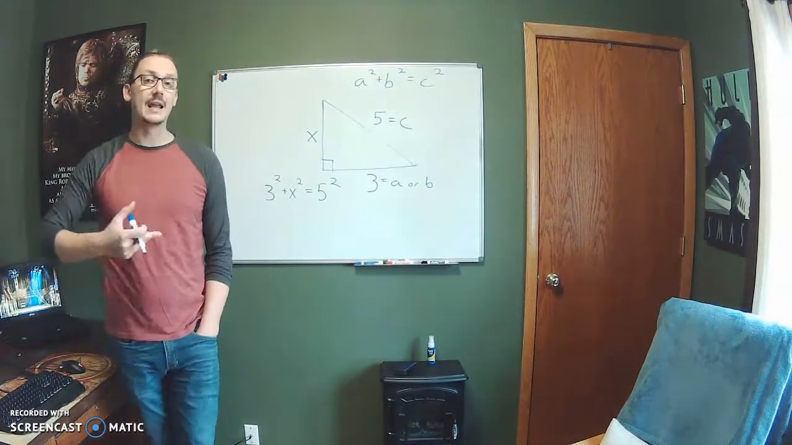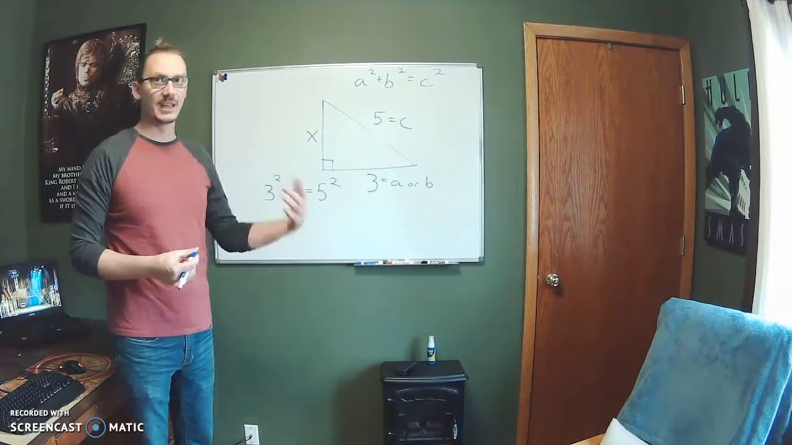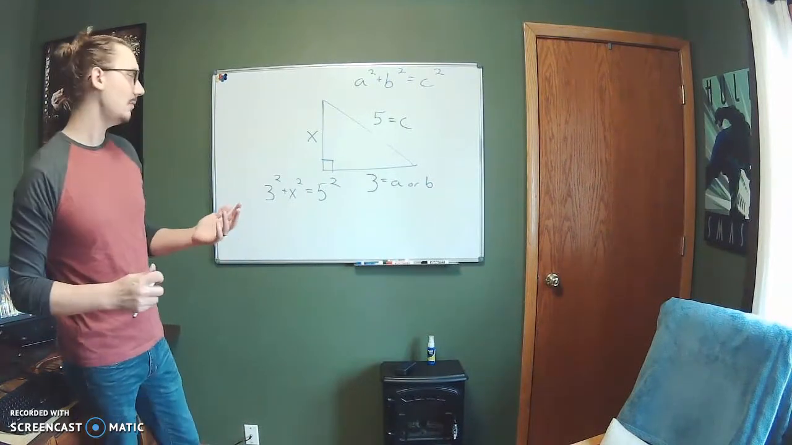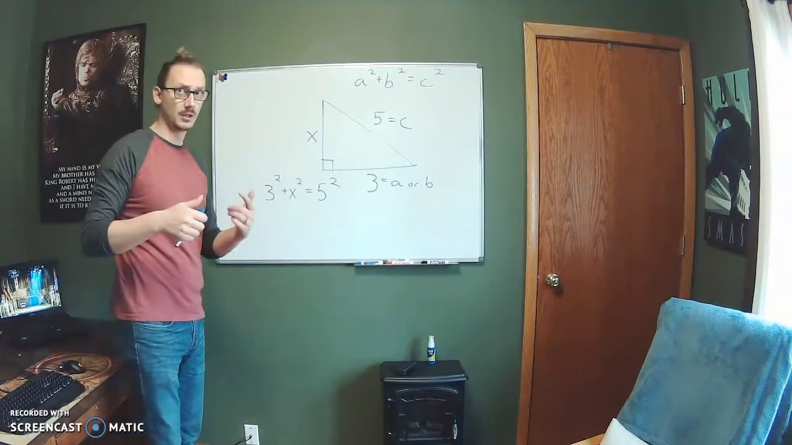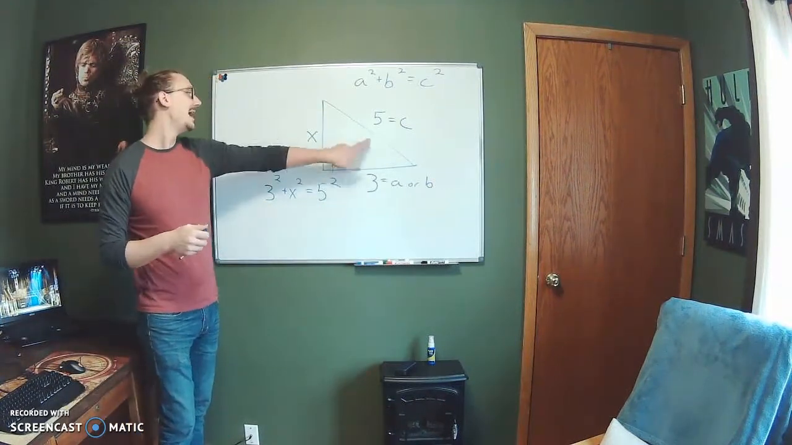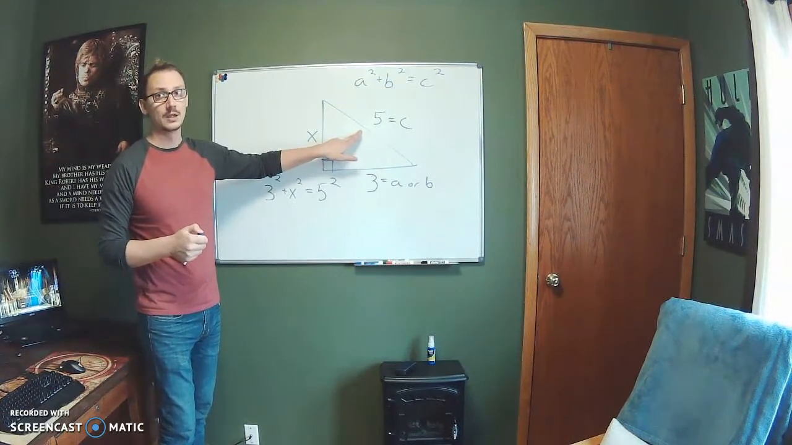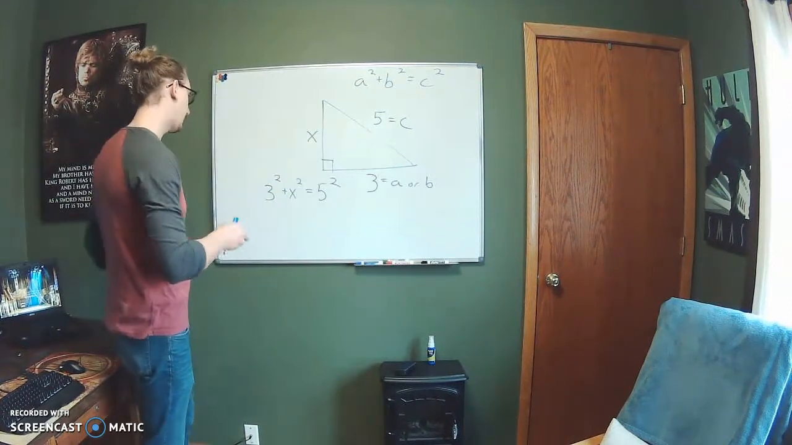And again, like a or b, we can flip around. X squared plus 3 squared is going to give us the same equation, because addition you can flip around. 1 plus 2 is the same as 2 plus 1. But this 5's got to be over here. Make sure you are aware of what the hypotenuse is and where it is. Super important there.